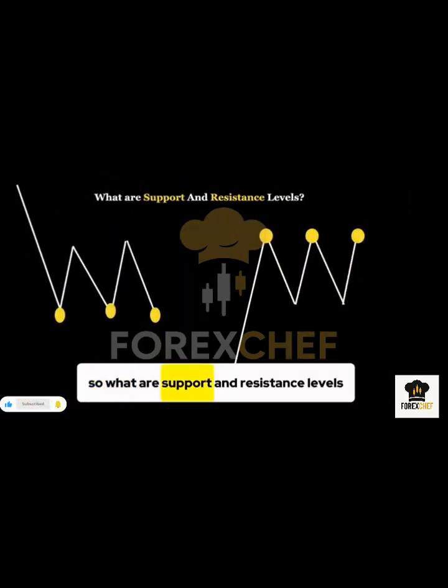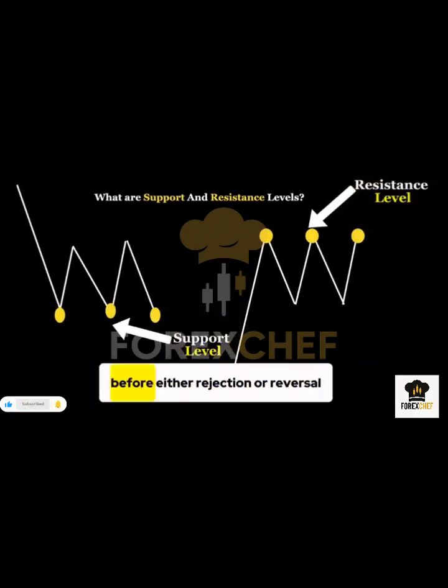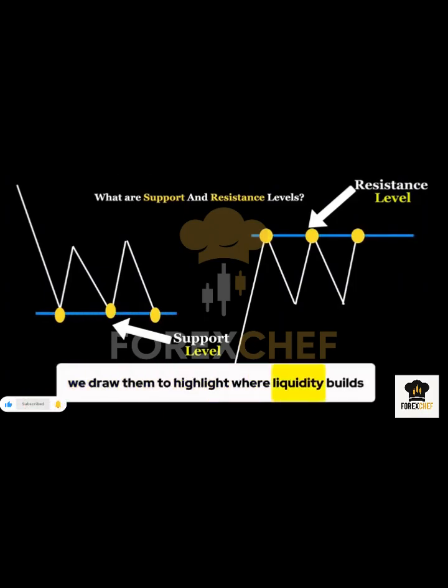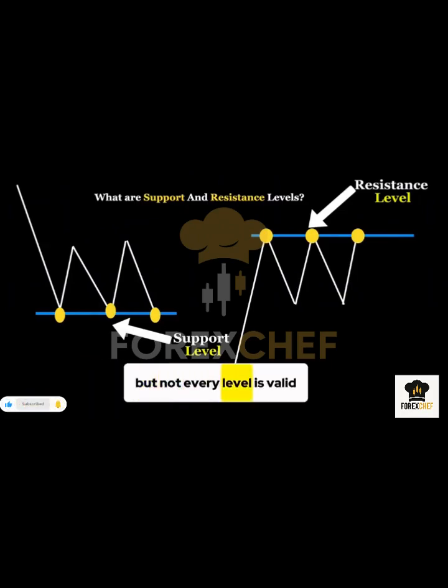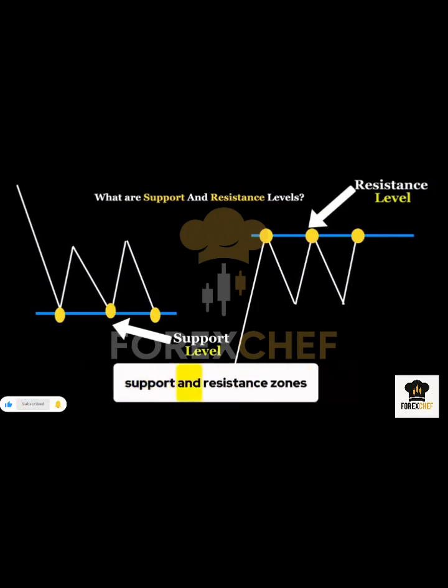So, what are support and resistance levels? They're zones where price has shown clear reactions before, either rejection or reversal. They act as potential decision points, not guarantees. We draw them to highlight where liquidity builds and where traps and reversals often occur. But not every level is valid. Here are 6 filters to identify high probability support and resistance zones, the kind smart money hunts.